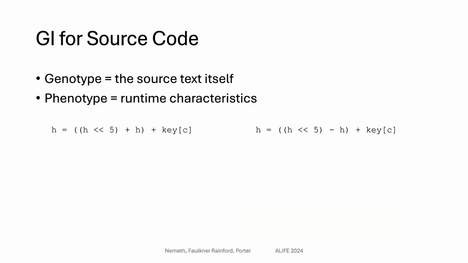Can we say anything about their phenotypes? Supposedly, they will behave similarly in terms of speed. But are they exactly the same? No, they are different. They are so different that they have different names. One is the Bernstein hash. The other one is the Kernighan-Ritchie hash. Okay, let's see another example.